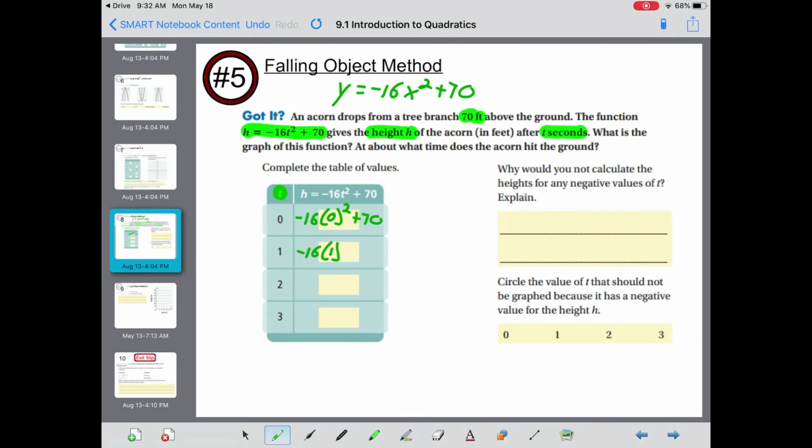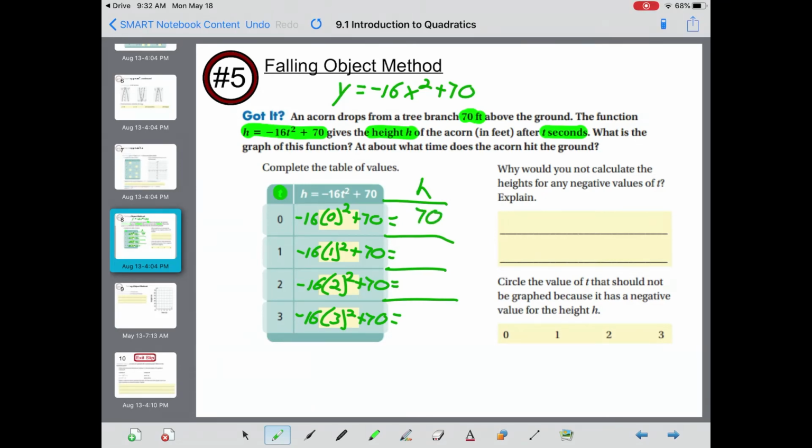So we have negative 16 times 0 squared plus 70. Negative 16 times 1 squared plus 70. Negative 16 times 2 squared plus 70. And negative 16 times 3 squared plus 70. All we have to do is calculate these to determine our h value, which in the past is usually the y value.